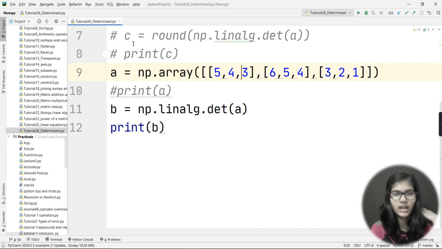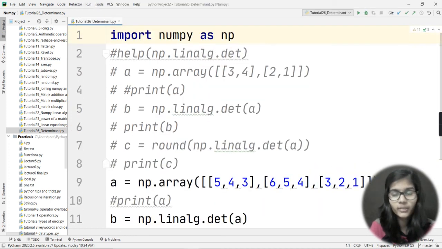I already told you how to round off a value using the round function, right? So here I told you about the determinant function, how we can calculate the determinant of a matrix using it. So here we have completed the linear algebra functions, all of the functions in linear algebra, right? So this is all for this video. Till then, thank you and bye bye.